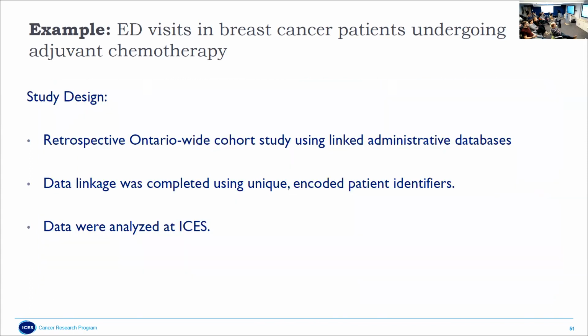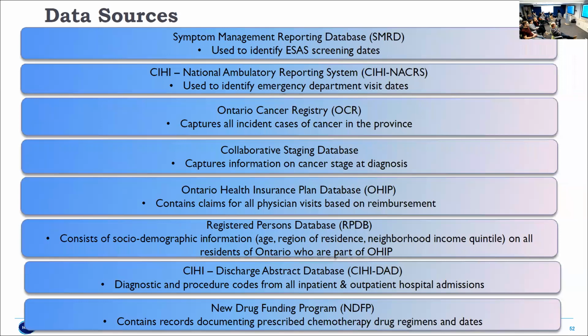So study design, this is a retrospective Ontario-wide cohort study using linked admin databases. All our linkage was done at ICES and also analyzed at ICES. Here's just a snippet of some of the databases we used. So obviously we had to record symptom status, so that's from the SMRD. We needed information on ED visits. We also needed information on hospitalization because we wanted to remove the hospitalization stay from the analysis. Obviously we need the OCR for cancer diagnosis. So here's a bunch of databases that we use.